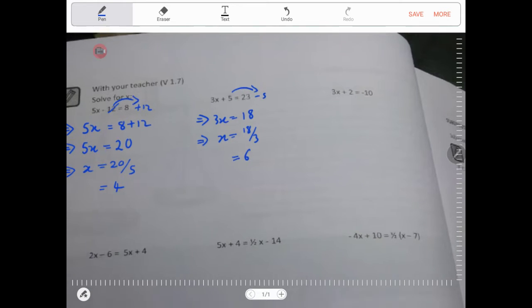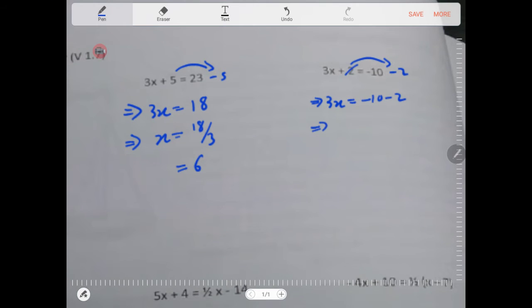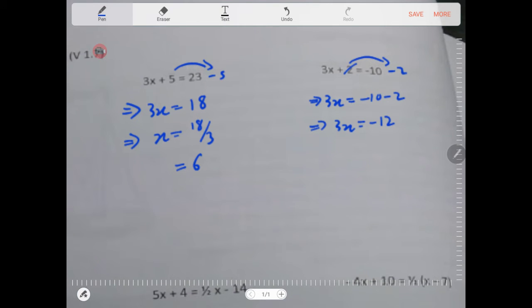Okay, so first step, we'll take that 2 over, it becomes minus 2. So what we have here is 3x equals -10 take 2, which means 3x equals -12. Okay, so there's those two negatives, but remember they don't make a positive in this case. Okay, and we divide both sides by 3. X equals -12 over 3, which is -4.